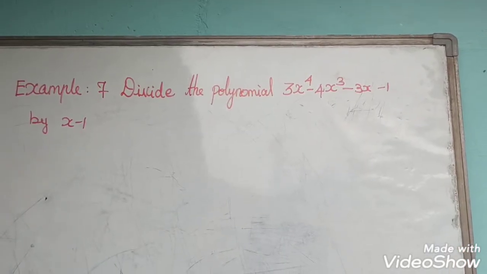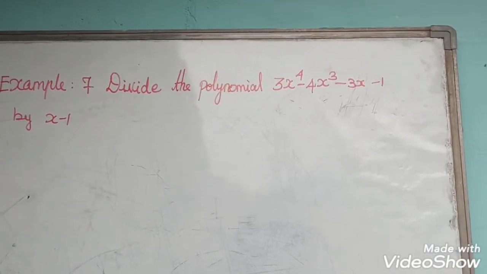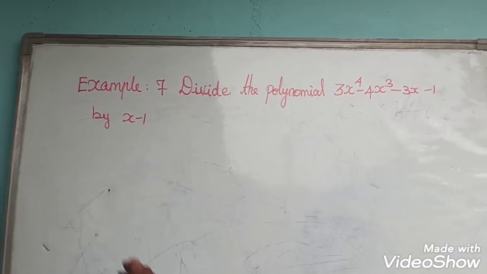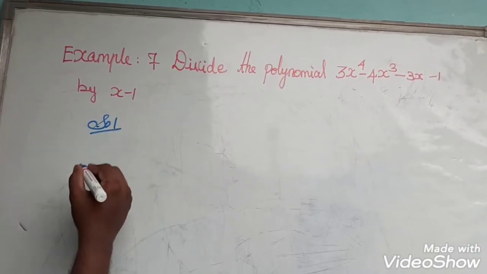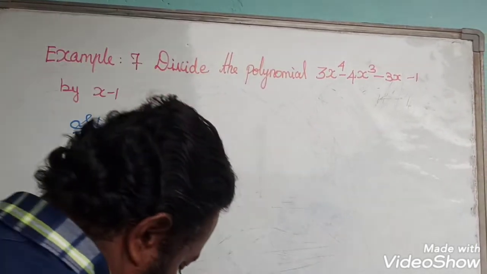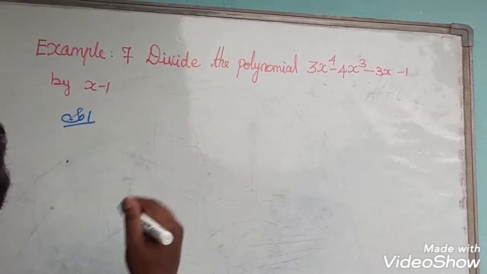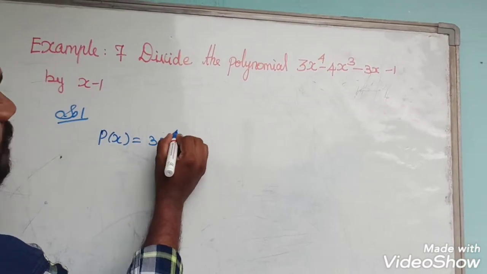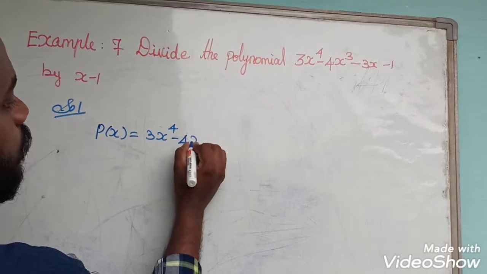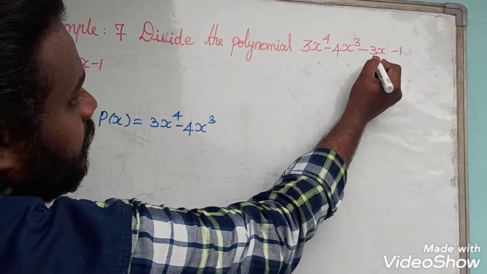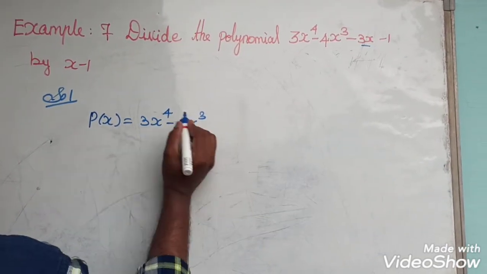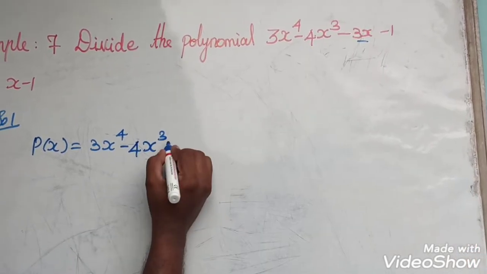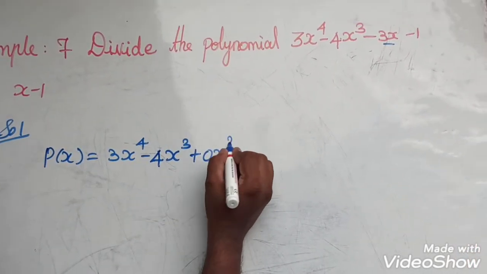Divide the polynomial 3x power 4 minus 4x cube minus 3x minus 1 by x minus 1. Solution: I take the first one as p of x and the second one as g of x. So p of x is equal to 3x power 4 minus 4x cube. Here you have to see x power 4 is there, 3 is there, the power 2 is not there. Because of that I put 0x square.